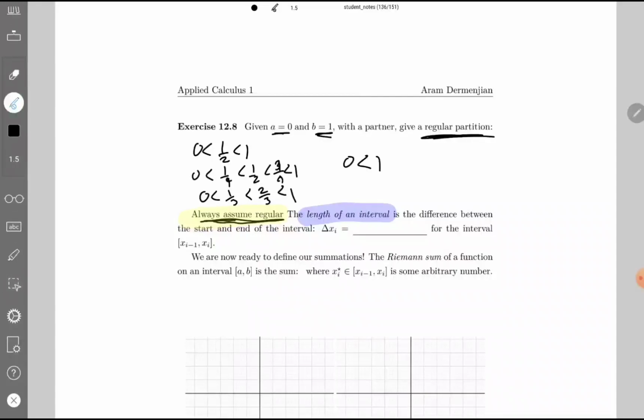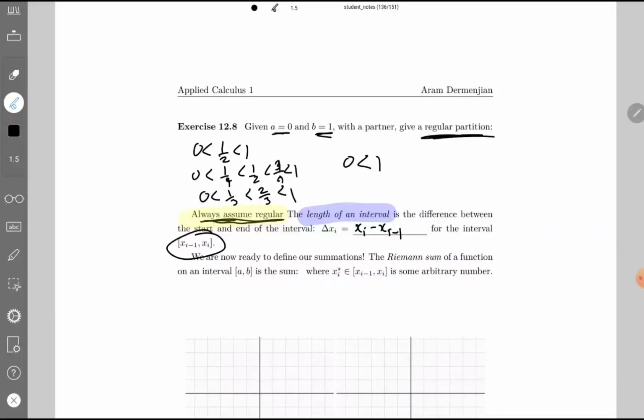This, we've seen a few times, is delta xi. This is just xi minus xi minus 1, and it is given by this interval. So this is our change in x. When we had a change in x, we had something like this.